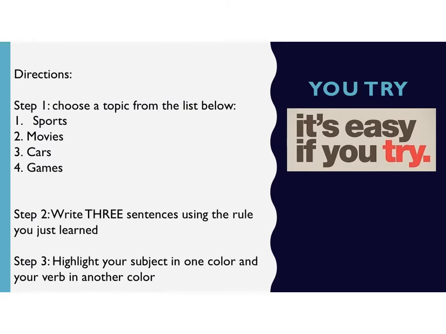This is actually going to be your assignment at the end. You're going to choose a topic, and you're going to write 3 sentences using be about any of these topics. And you can do multiple topics. I don't care. I'm more concerned about this. When you're done, I want you to highlight your subject in one color and your verb in another. So you'll do that at the end.